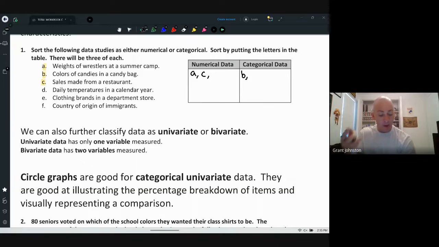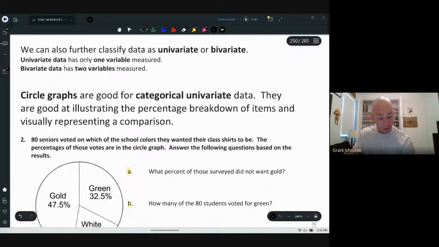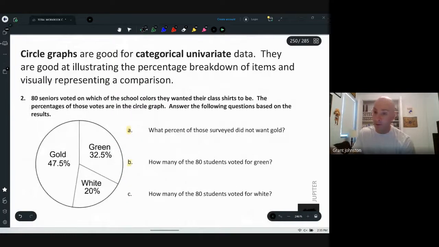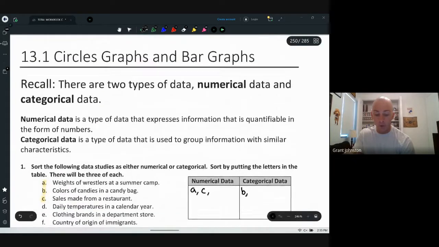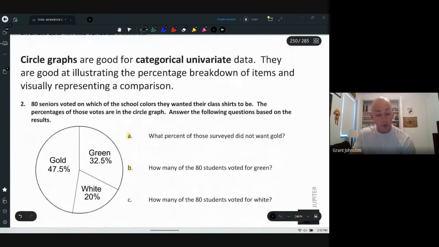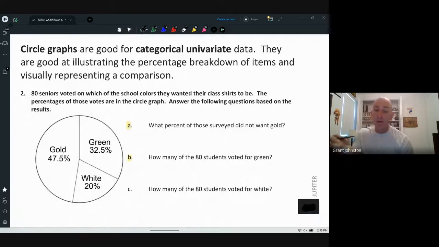And then remember, we have univariate data and bivariate data. Univariate's one variable, bivariate's two variables. So with circle graphs, because this whole lesson's about circle graphs and bar graphs, circle graphs are good for categorical univariate data. They're usually good at illustrating the percentage breakdown of items and visually representing them in comparison. So usually 9 times out of 10, circle graphs display in percentages.